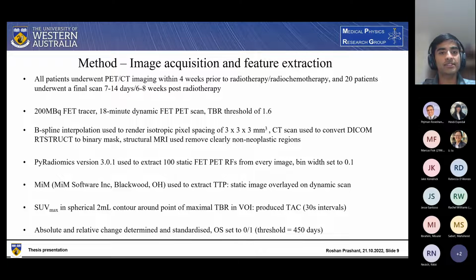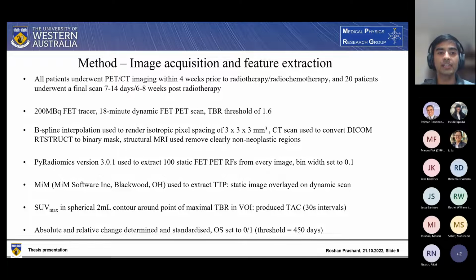PyRadiomics version 3.0.1 was used in this study, and using this, 100 static FET PET radiomics features were extracted from all of the images, and the voxels were grouped in bins with a width of 0.1 on the basis of tracer accumulation.